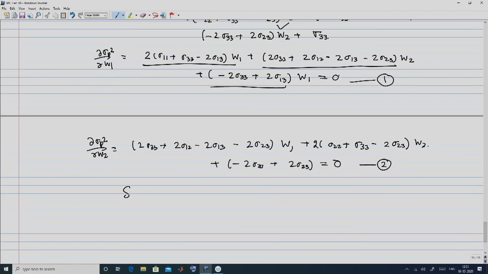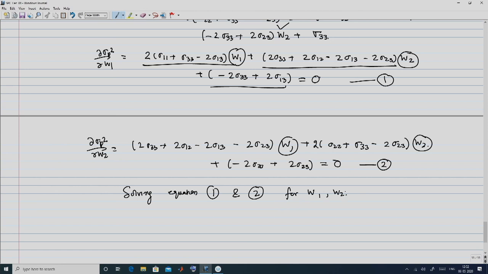So, if I solve equations 1 and 2, remember that these are linear equations in W1 and W2. Actually, there is no W1 here, so please make this correction. And here I have W1 and W2. So, I solve these equations for W1 and W2 and call them W1 star and W2 star. Then W3 star is going to be 1 minus W1 star minus W2 star.